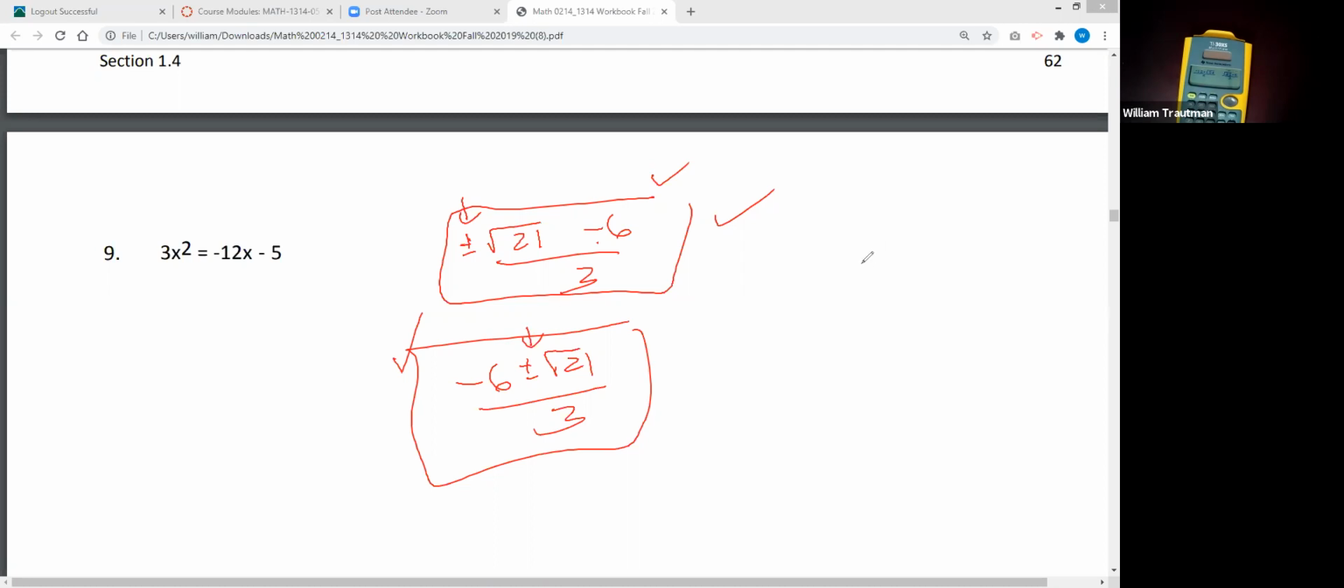There are two answers here: negative 6 plus the square root of 21 over 3, and negative 6 minus the square root of 21 over 3. That's what that plus or minus is for. It tells you there's two answers.